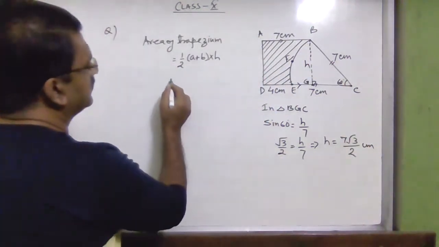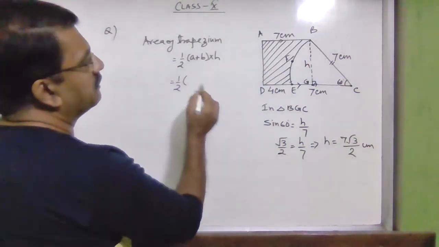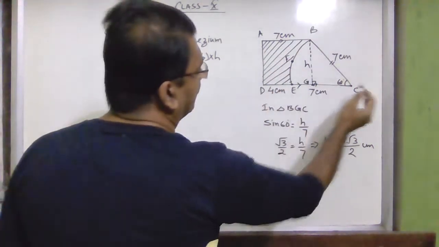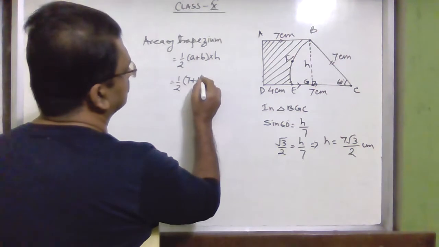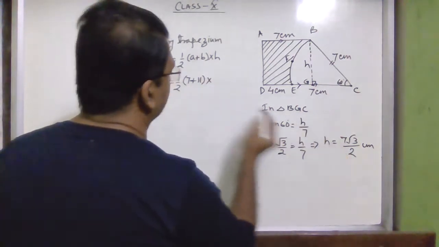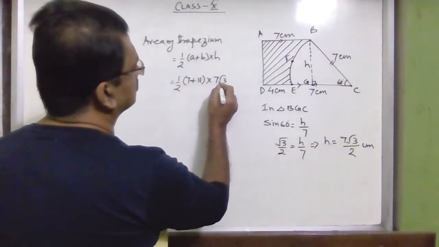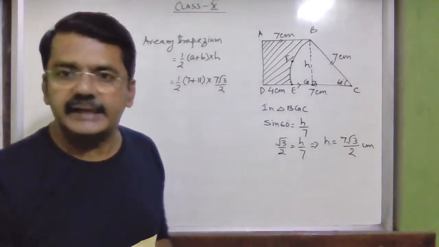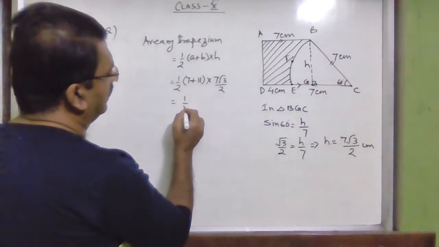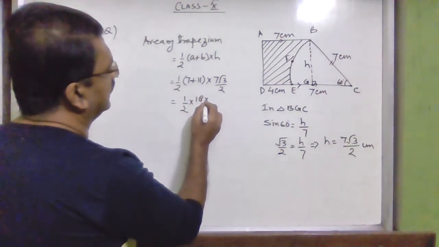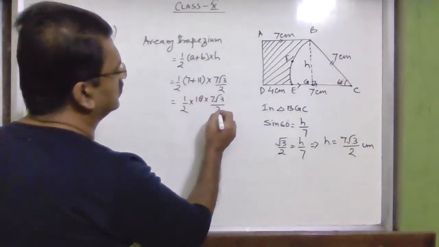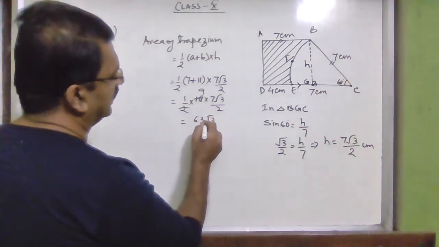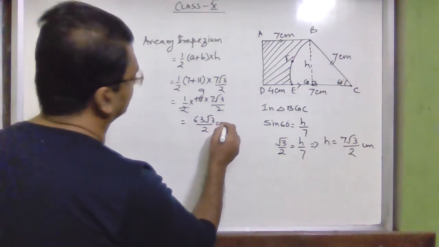Now, the area of trapezium will be half sum of parallel sides. One side is 7 and the other side is 11, and 7 root 3 by 2 is the value of h. Now you see 11 plus 7 will be 18. So half into 18 into 7 root 3 by 2. So it is 63 root 3 by 2 centimeter square.